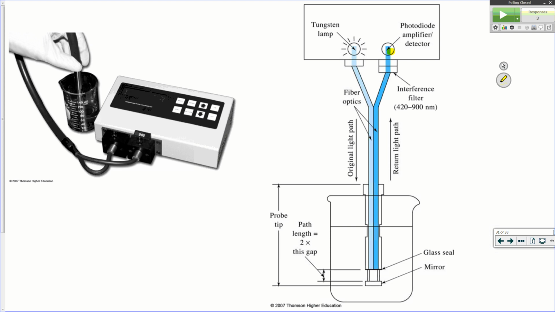Instead of having a cuvette, you could stick a fiber optic probe into your sample, and you could have the light come in, go down, hit a mirror, bounce back out, and go back out. You control this gap 2 times that is your path length. And you could adjust that for your concentration on your sample. But there's no cuvettes to clean. So you just go from sample to sample.